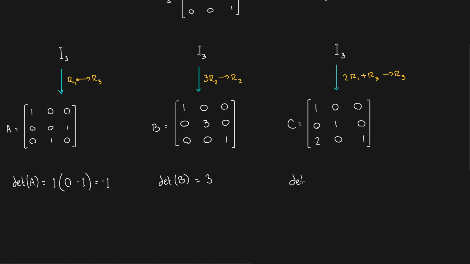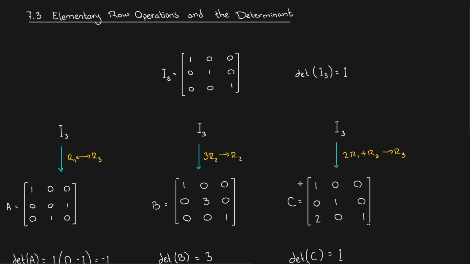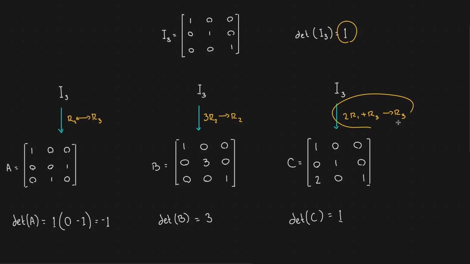What's the determinant of matrix C? Well, matrix C is still a triangular matrix. It's lower triangular, right? And so I could just multiply the entries along the main diagonal. 1 times 1 times 1 is 1. So for this last elementary row operation, I started with my original matrix, which had a determinant of 1, and after applying this particular elementary row operation, the resultant matrix has a determinant of 1 also. So the elementary row operation didn't actually change the determinant at all.